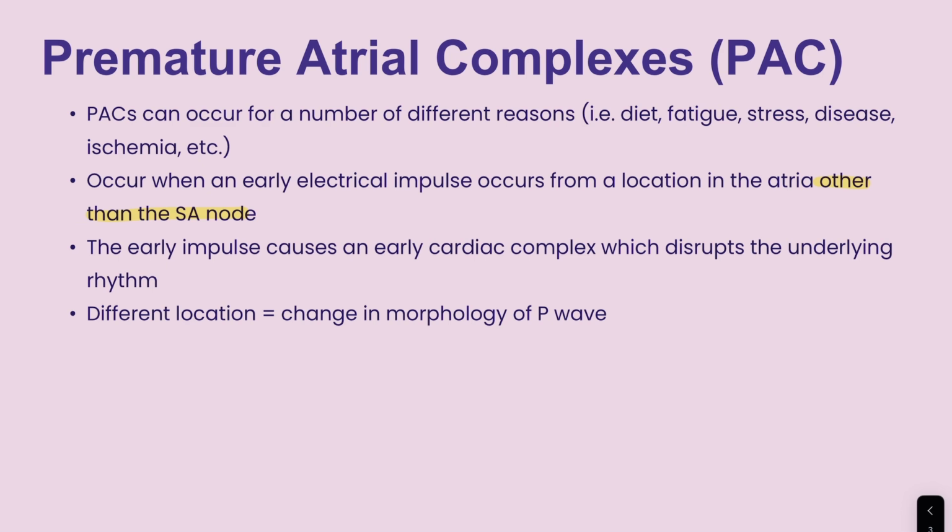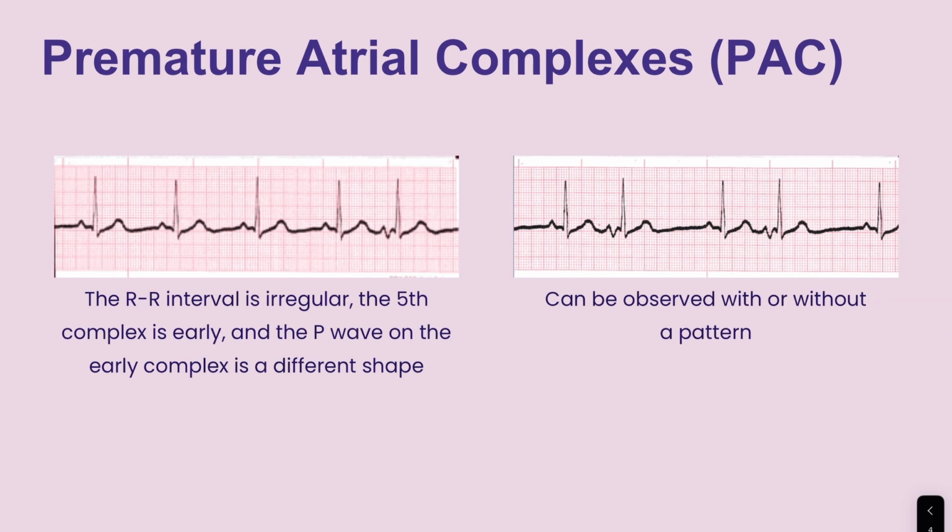Different location means different morphology of the P wave, okay? So the R to R interval is irregular. The fifth complex is early, and the P wave on the early complex is a different shape. So if we look here, and we look at our R to R interval, it's pretty easy even to eyeball this, right? These two here are clearly closer together than these over here. So when you see that difference in R to R, now you get to investigate, okay? These are all pretty regular, and then we have this beat that comes early.